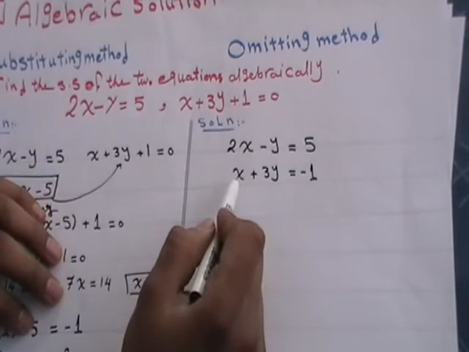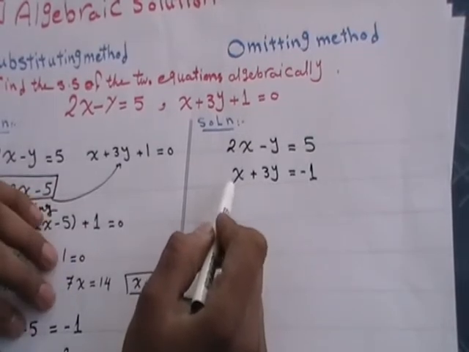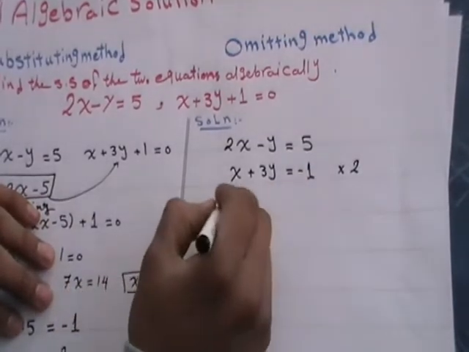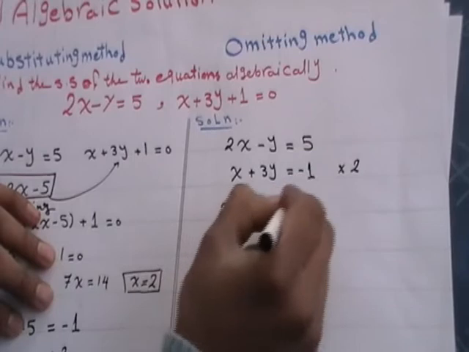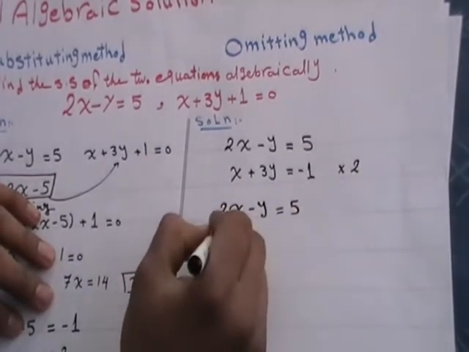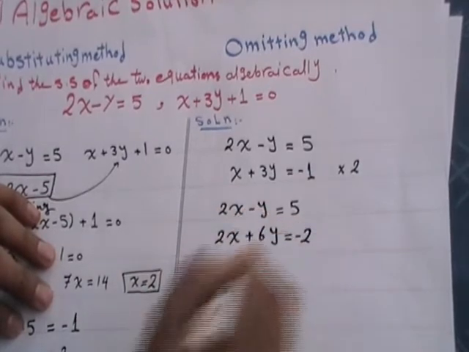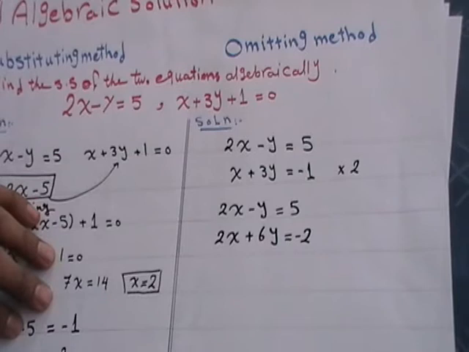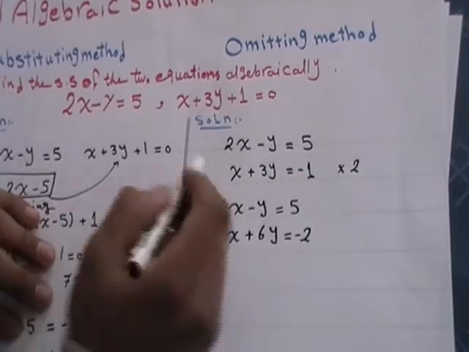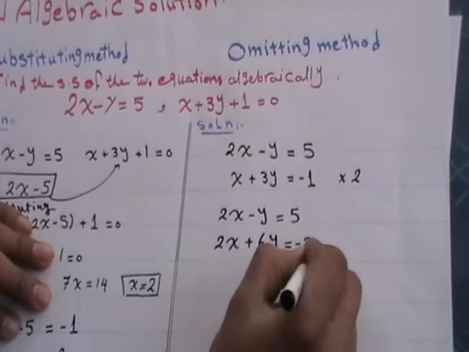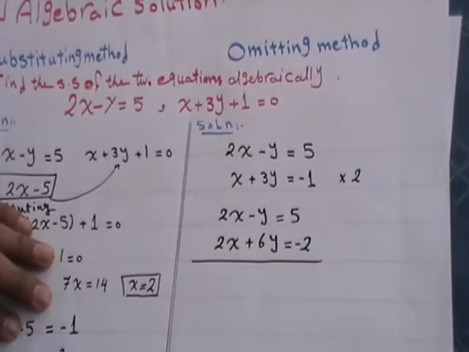So how can we make it 2x? By multiplying the second equation times 2. The first is 2x minus y equals 5 as it is. Then the second will be 2x plus 6y equals negative 2. Don't forget to multiply all of the terms of the equation by 2. Don't multiply x only. Multiply the whole equation by 2. Then I have two equations: 2x minus y equals 5, and 2x plus 6y equals negative 2.